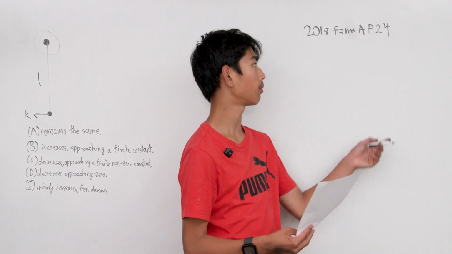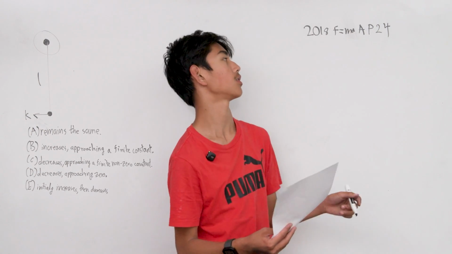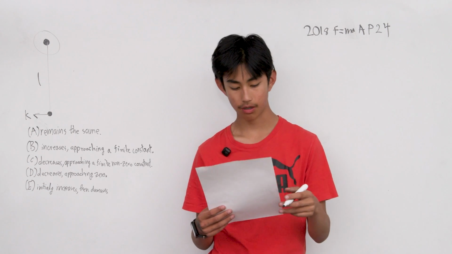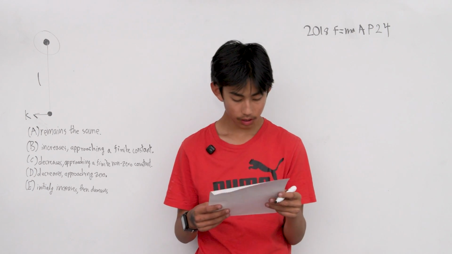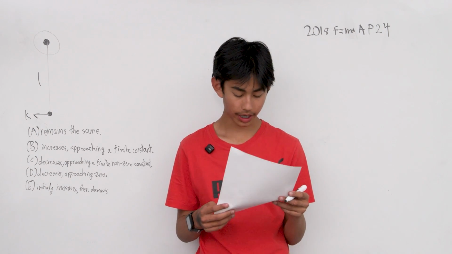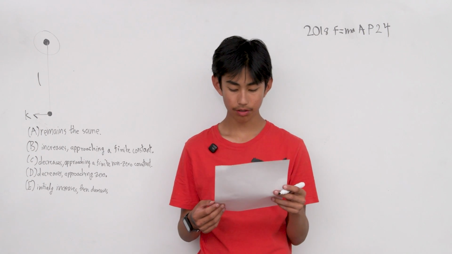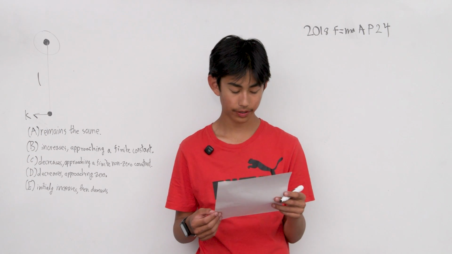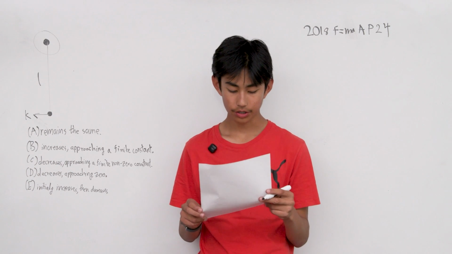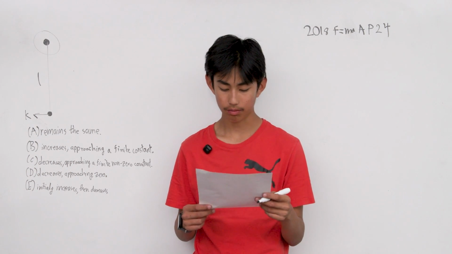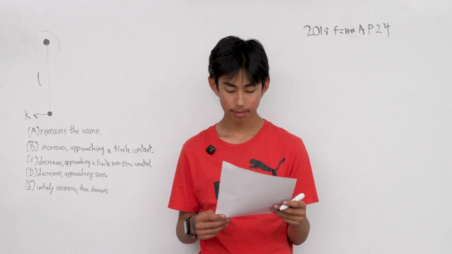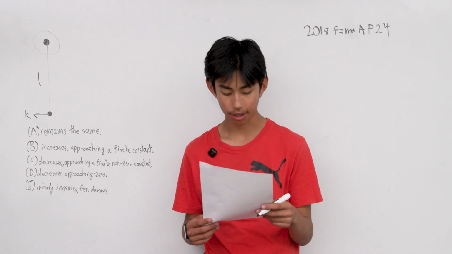We're solving problem 24 from the 2018 F equals MA exam A. A mass is attached to one end of a rigid rod, while the other end of the rod is attached to a fixed horizontal axle. Initially, the mass hangs at the end of the rod and the rod is vertical. The mass is given an initial kinetic energy K.